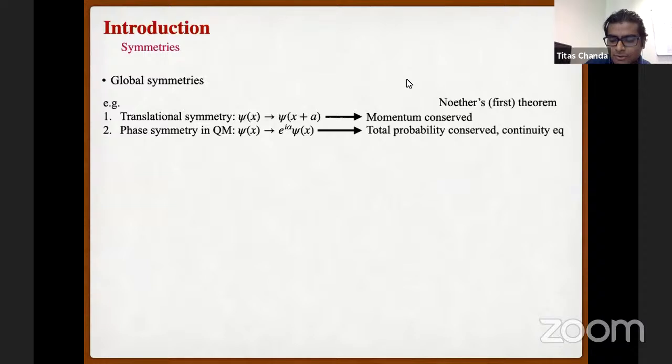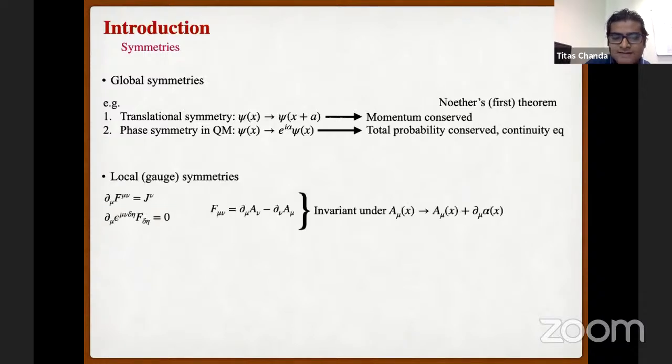Now we can go a little bit further and ask what happens when we transform the system locally at every point of space and time, and the physics is still invariant under such local transformations. We call them gauge invariances or gauge symmetries, quote unquote symmetries. The simplest example is Maxwell's equations in covariant formalism, where these equations are invariant under these local transformations.